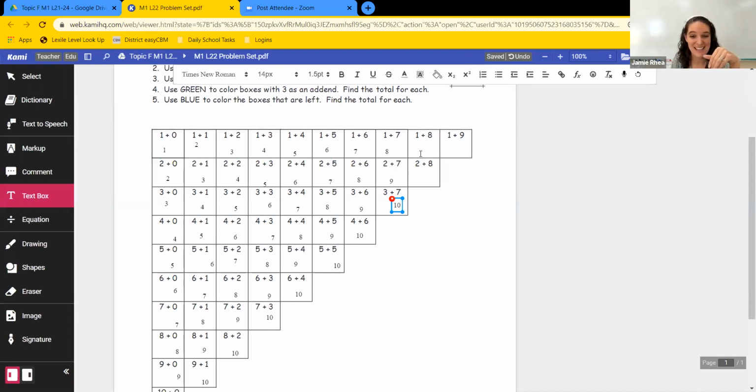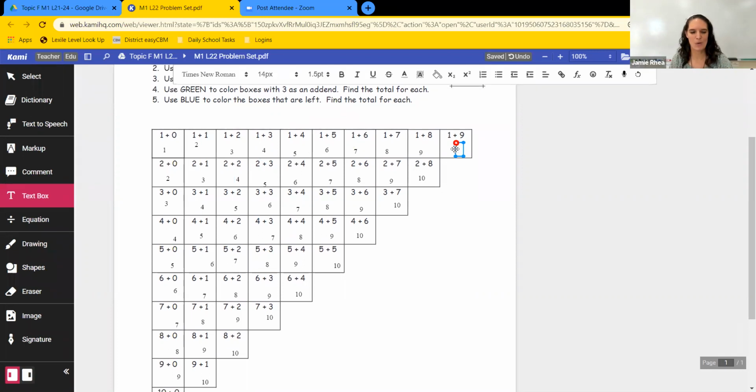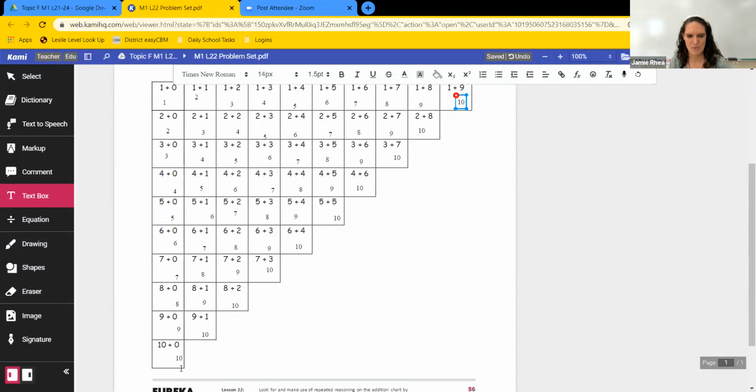Okay, looking again. 1, 2, 3, 4, 5, 6, 7, 8. 8 and one more make 9. 8 and 2 more make 10. All right, last one. Let's look at our pattern. 1, 2, 3, 4, 5, 6, 7, 8, 9, and 9 and one more make 10. There's nothing else to fill in there. But let's look. I've got a 10 here, a 10 here, and so on, and one more down there. Look at that. All those are 10.